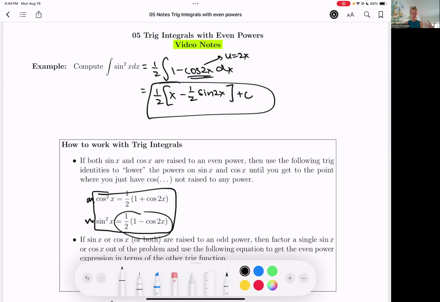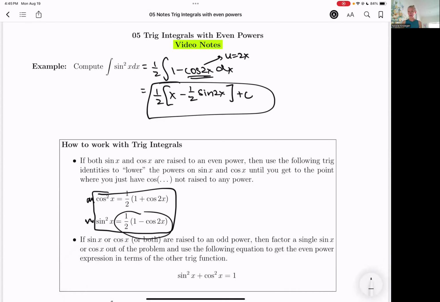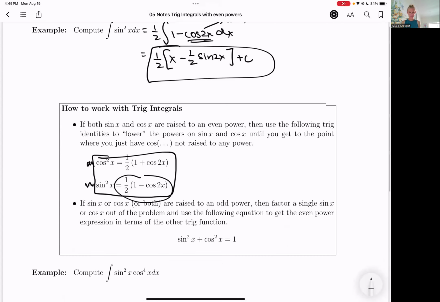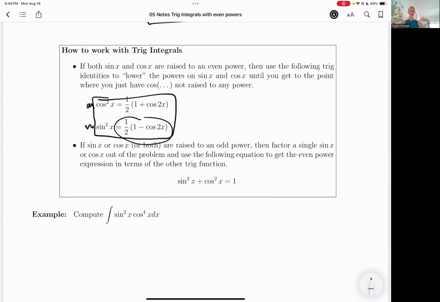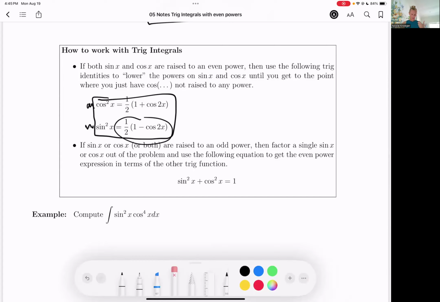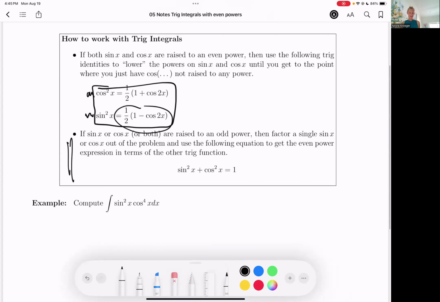If we have both sine and cosine to even powers, we're going to use this technique, and these problems can get messier, which we'll see in just a minute. So if I have both sine and cosine to even powers, I rewrite everything using these identities, and we'll see how that happens in a second. And then what we saw last time was, if either sine or cosine is to an odd power, then we isolate a single sine or cosine, which will become our du, and then we do a u substitution after rewriting everything else.